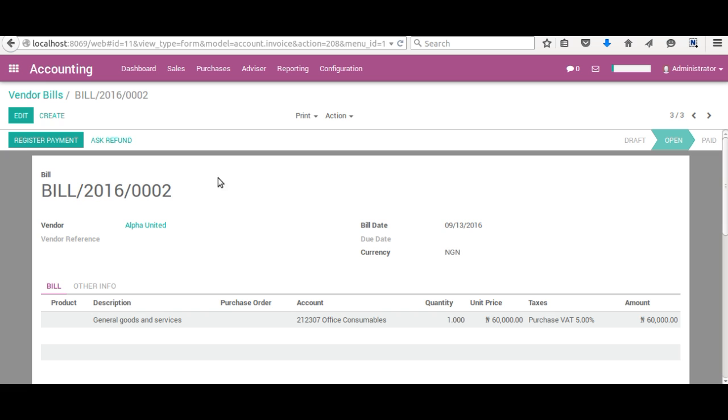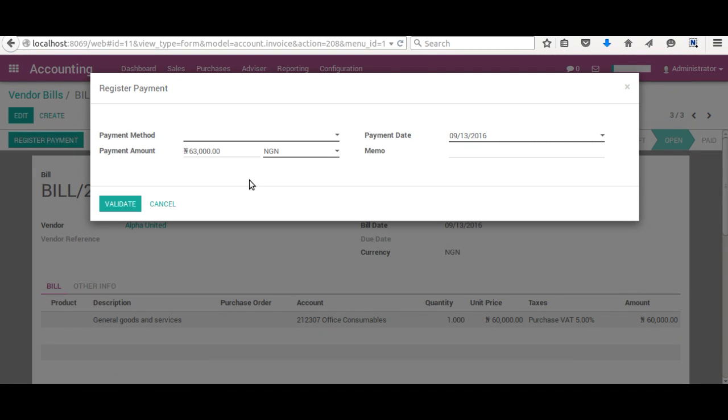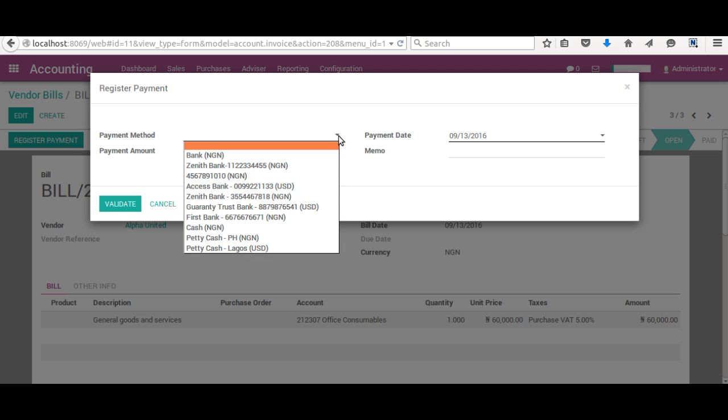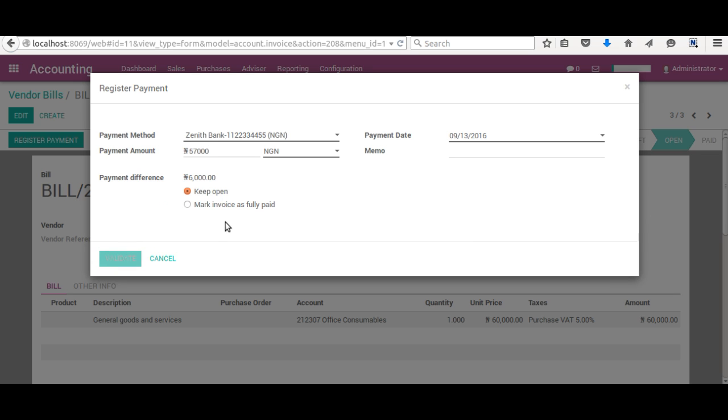When I want to book this payment, I can straight away open up the invoice and then click on register payment. Remember, we want to pay 57,000. My payment method is the bank from which I will be paying from. So let's assume it's Zenith Bank. I'm not paying the entire 63,000. I'm going to pay 57,000. Okay, that's what I'm going to pay. And then I say validate.